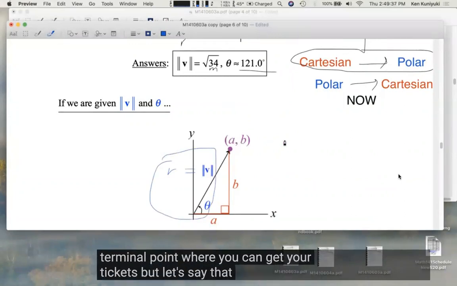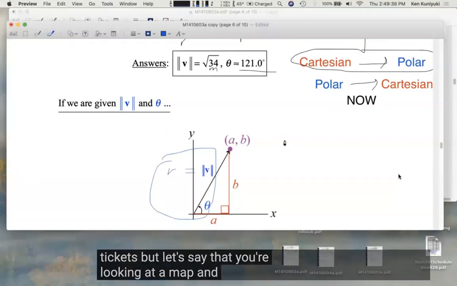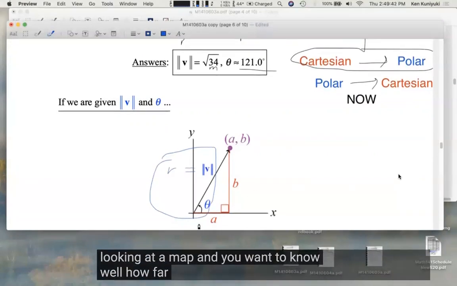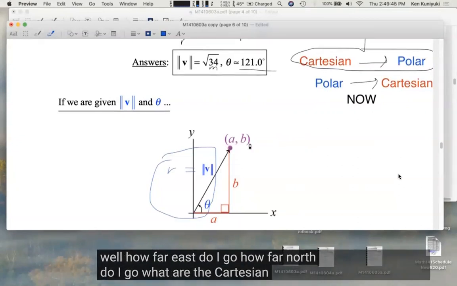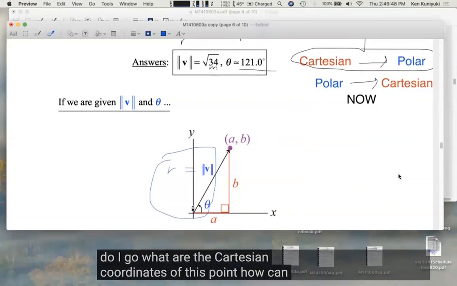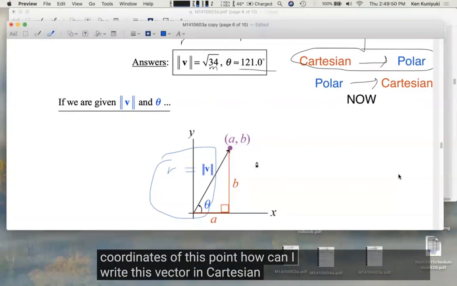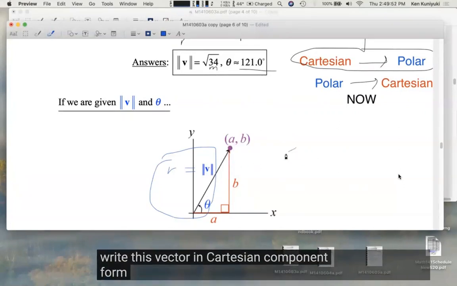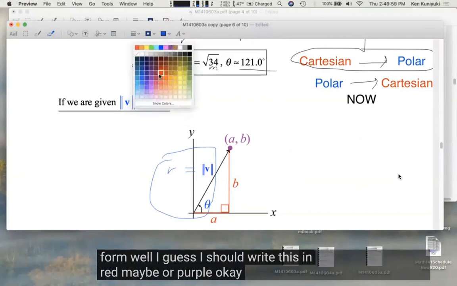But let's say that you're looking at a map and you want to know, well, how far east do I go? How far north do I go? What are the Cartesian coordinates of this point? How can I write this vector in Cartesian component form? I guess I should write this in red maybe, or purple.